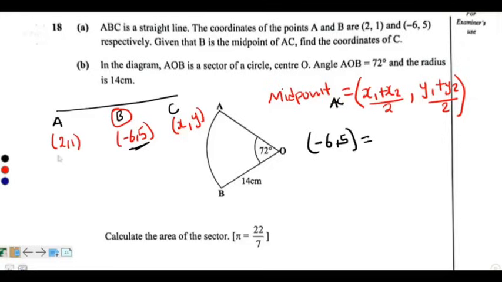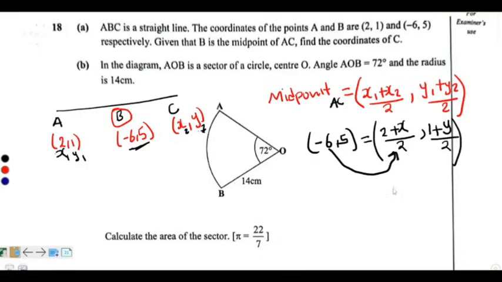Now, we will rename our coordinates. So this is x1, y1. Then this will be our x2, y2. So where there is x1, we put a 2, plus, where there is x2, we put this x. So it will be 2 plus x over 2, comma, where there is y1, we put this 1 right here, plus, where there is y2, we put this y, over 2.